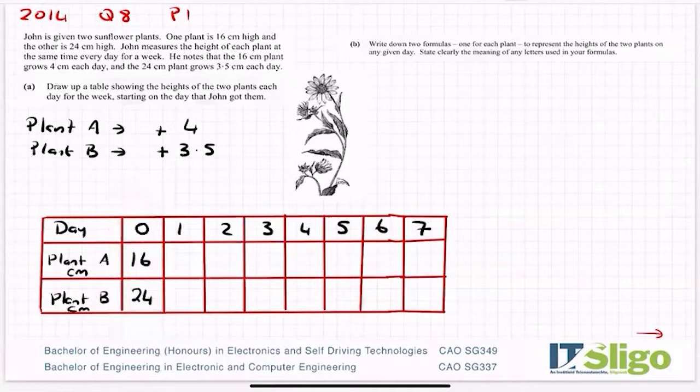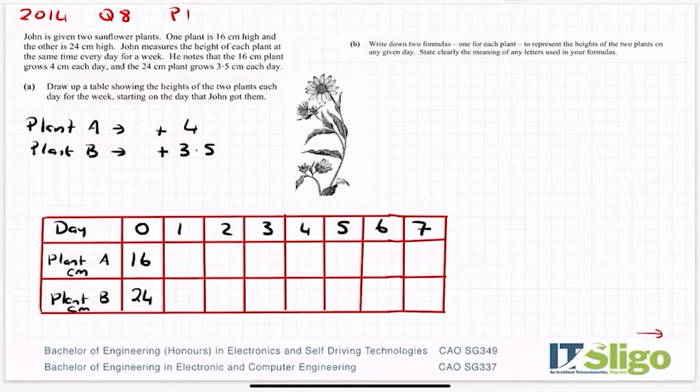column, because the plants didn't start off at 0, they started off at a height. So before we start measuring them for the space of a week, they are already at a height. A good way of describing that is what we call their height on day 0, day 0 being from today. And the other thing I noted down was that the 16 centimeter plant, which I called Plant A, is +4. It's growing 4 each day, and Plant B, which was the 24 one, is growing +3.5 each day.